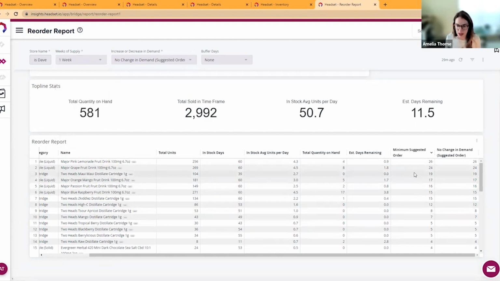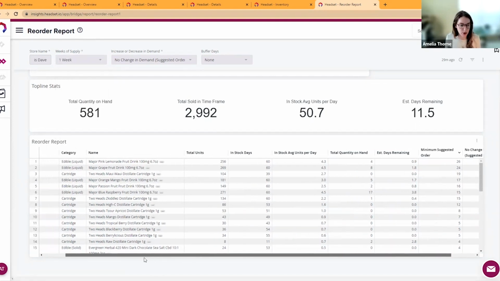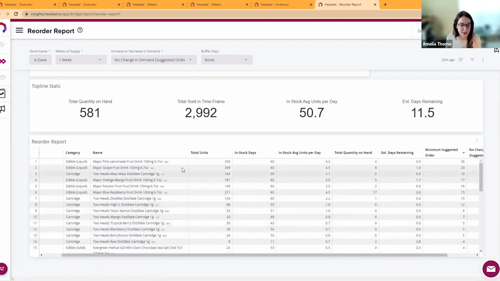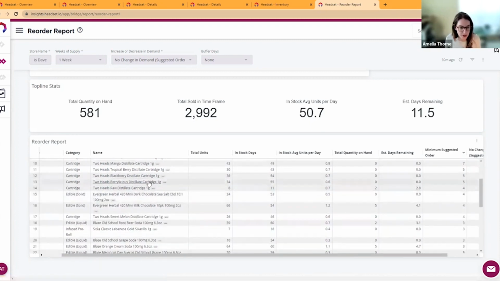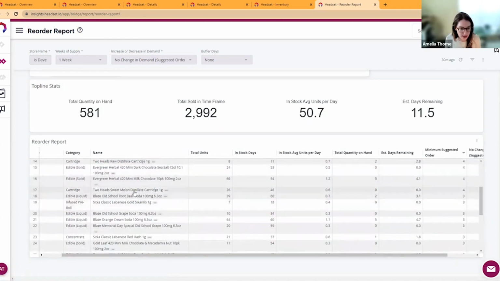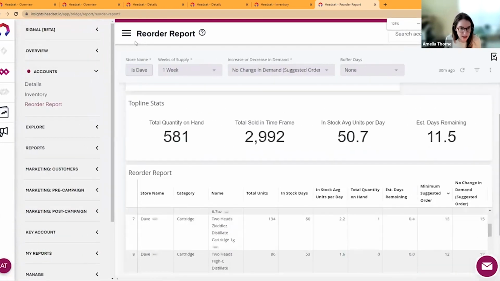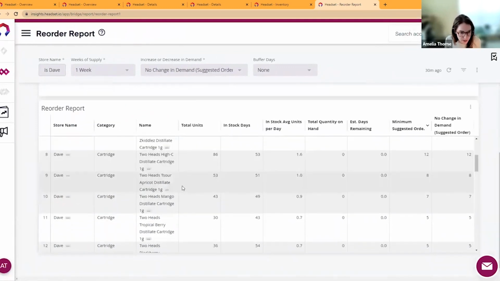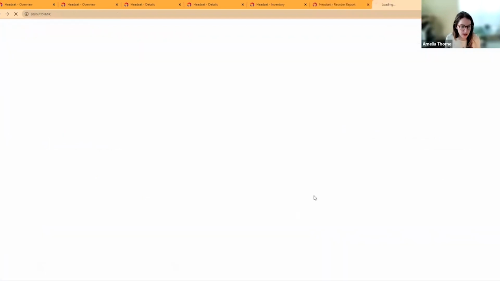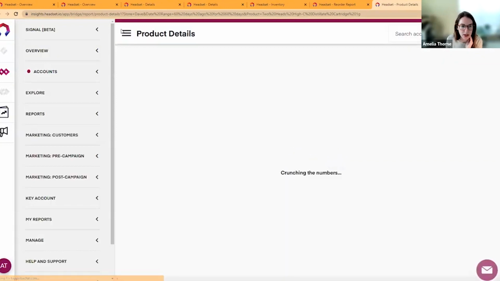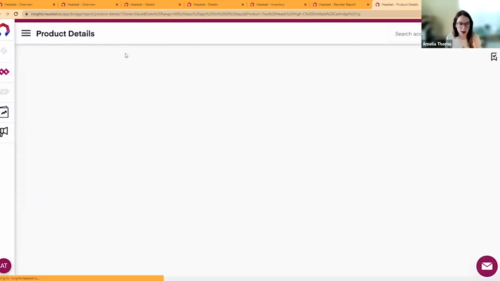The last thing I want to point out in this reorder report and anywhere else in the Headset platform is that we can drill into the product details report. So let's take this cartridge, for example. We're going to click on these 3 dots. Let me zoom in, it's kind of hard to see. We're going to click into this product name, and we're going to be taken to a product details report card, as I like to call it.